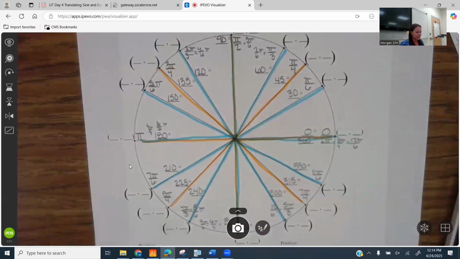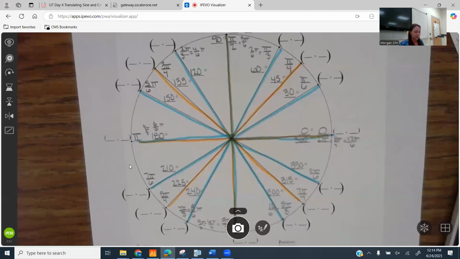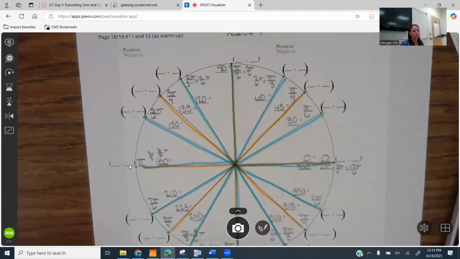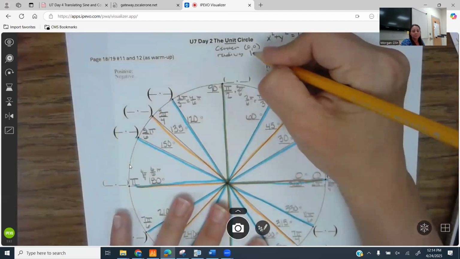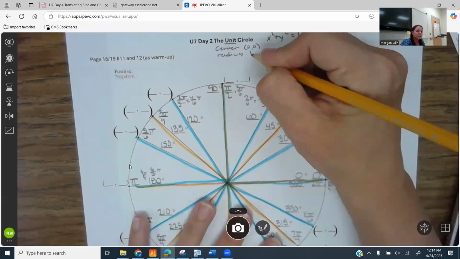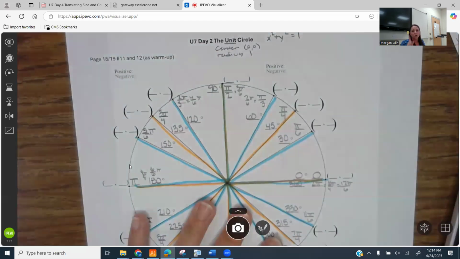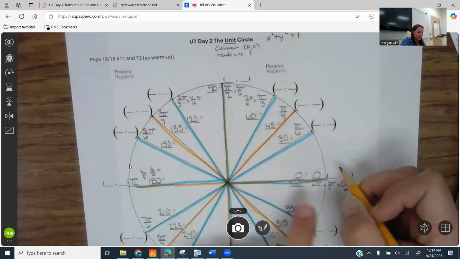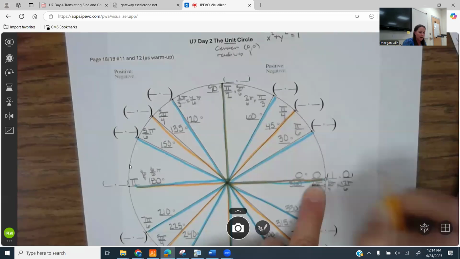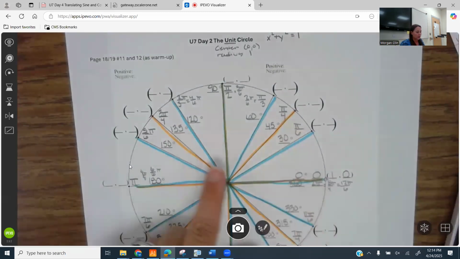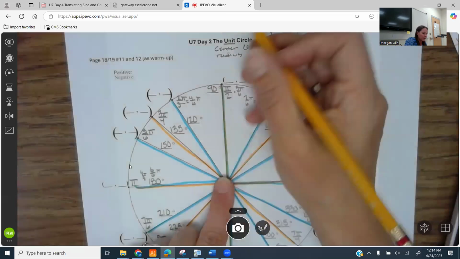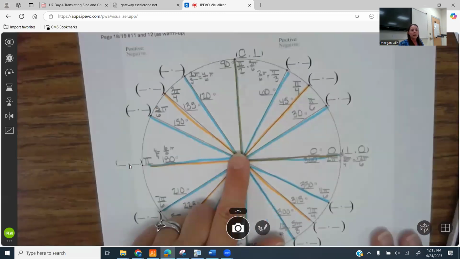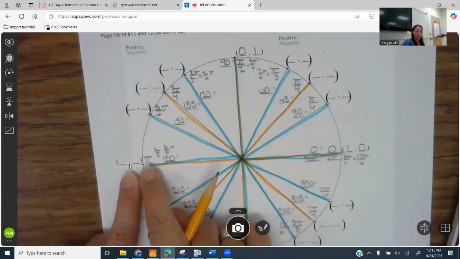All right, so let's see if we can fill in a couple more things. We have all these points. Well, what did I tell you about the radius? The radius of the unit circle is 1. That means this point right here, the x value is 1, the y value is 0. Here, the x value is 0, but the y value is 1. Now be careful as we move around here. Right now I'm just hitting the axes.